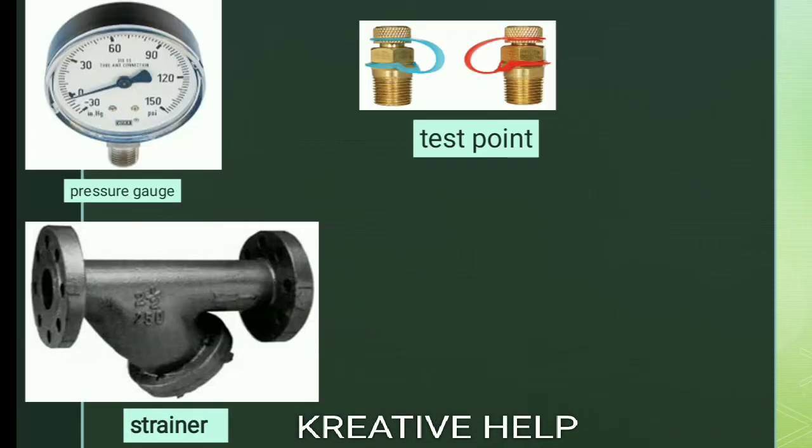So let's see, this is the pressure gauge, this is the test point. If you have visited the site, there is a test point here. Strainer is for catching big and small dust; it acts like a filter, if you know about the strainer.